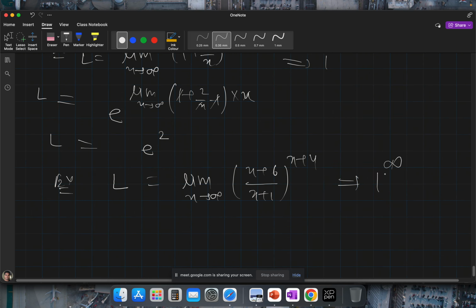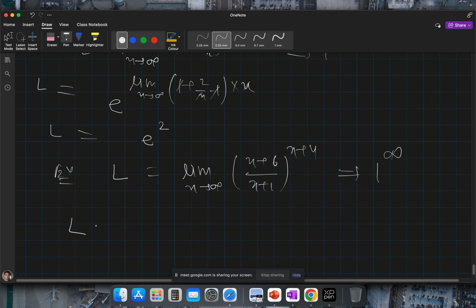So this is the 1 to the infinity form. So what is the answer? Can someone tell me? Just take 1 minute, give me the answer.